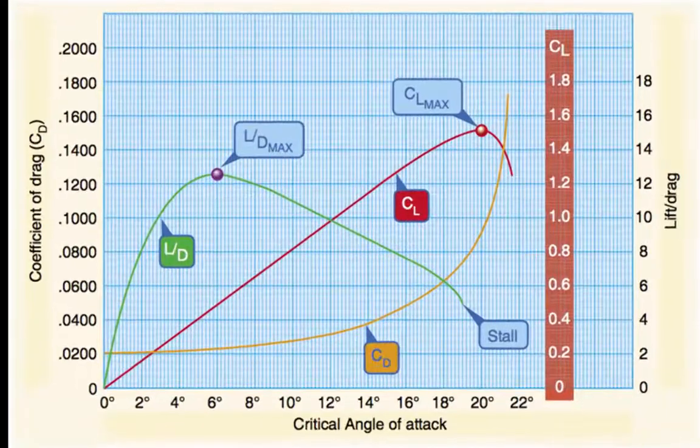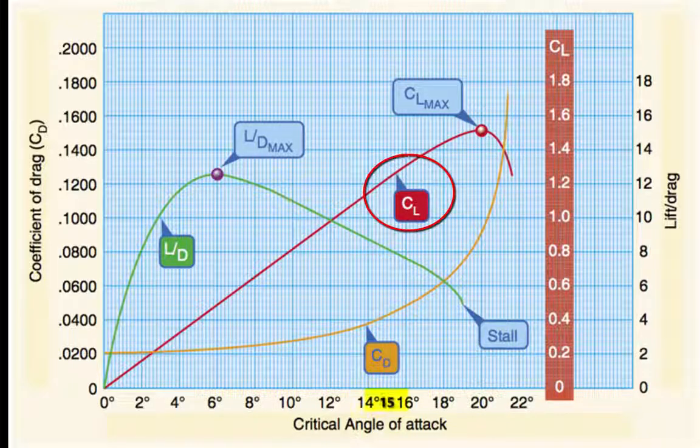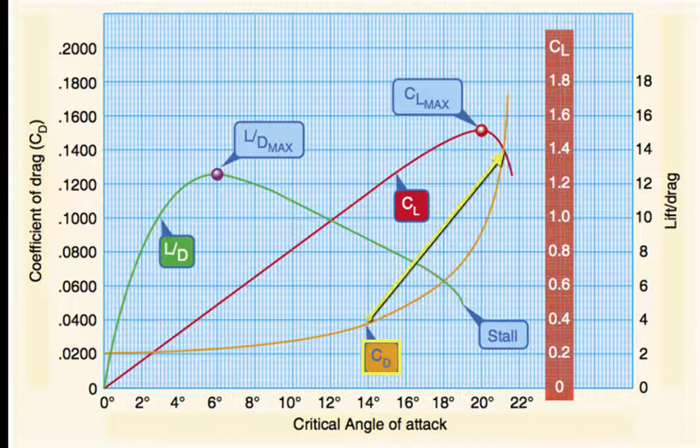On the graph to the left, the lift curve, red, reaches its maximum for this particular wing section at 20 degrees angle of attack, and then rapidly decreases. 15 degrees angle of attack is therefore the stalling angle. The drag curve, yellow, increases very rapidly from 14 degrees angle of attack and completely overcomes the lift curve at 21 degrees angle of attack.